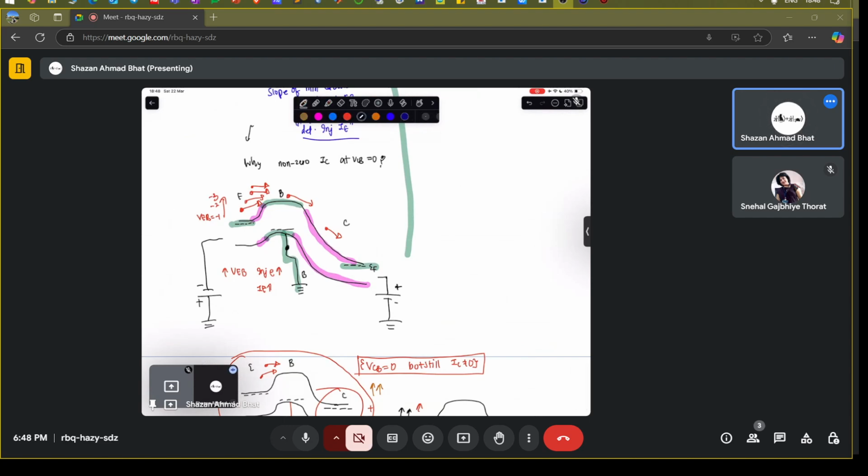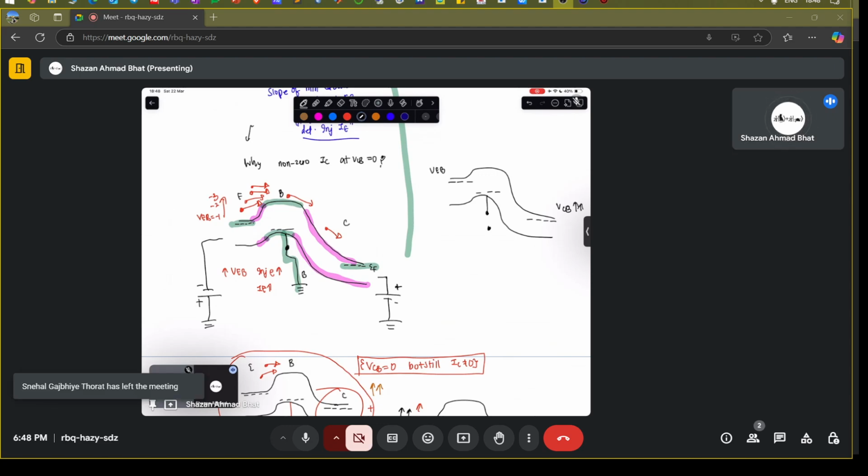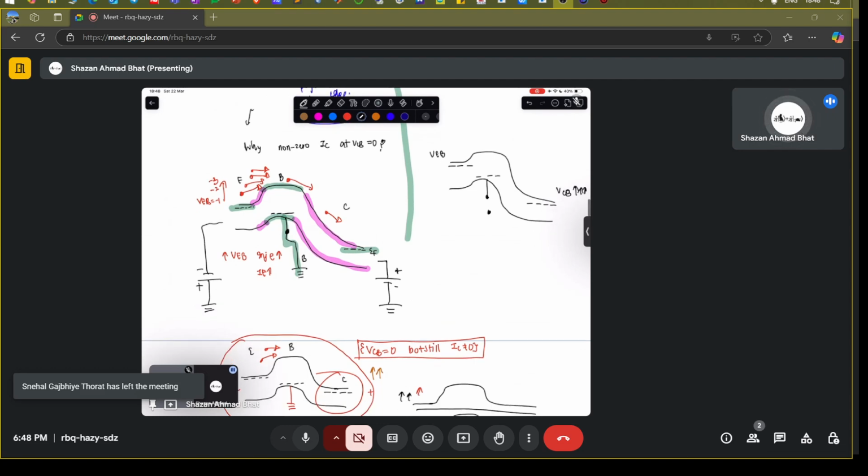Let me draw it in a new one, if you have the Fermi levels. So let's say this is VEB, this is floating, which means it is open, and this is VCB. Let me write it as VCB for now. If you go on increasing this voltage more and more, there will be a regime when this particular side will break down, and as a result you will have a huge flow of current. IC will start to increase.